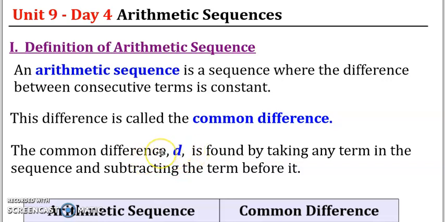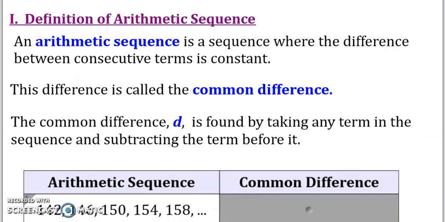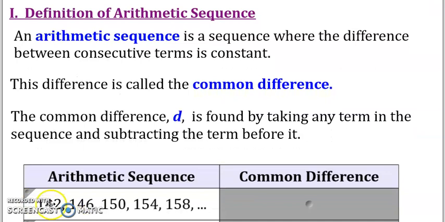And to figure that out, if you can't intuitively just look at the list and get it, just take one term, any term in the list, and subtract the one that came before it, and there's your common difference. So here I go: 142, 146, 150, 154. Well, it looks like they're increasing, so my common difference should be positive, and they're increasing by 4, so my common difference is just 4.